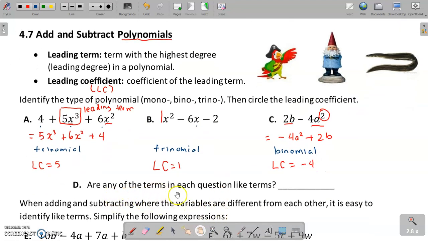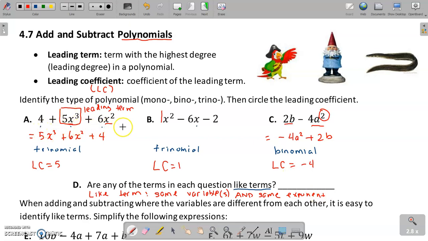And it's saying, are any of the terms in each question like terms? What's a like term? A like term has the same variable with the same exponent. And it could have more than one variable as well. We'll see that in a future example. More than one variable, possibly, and the same exponent. So this question's asking, look at each question individually.